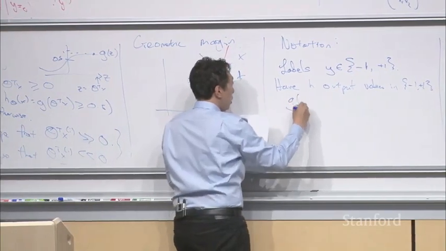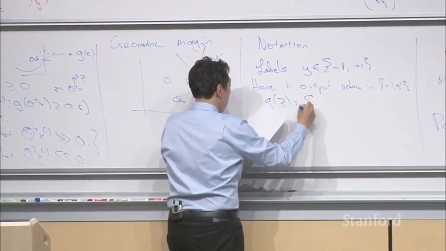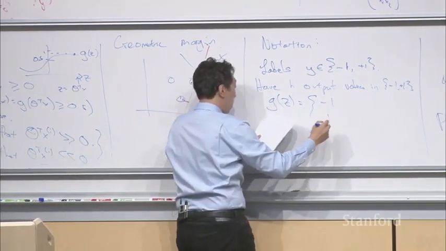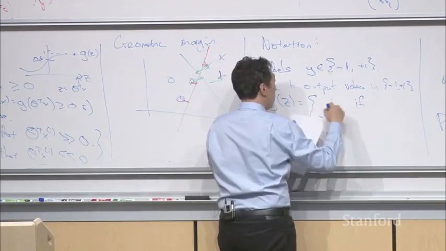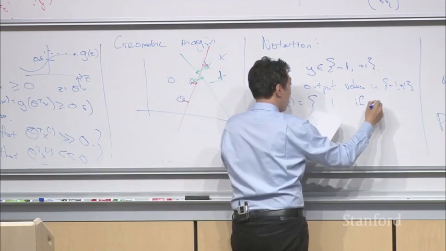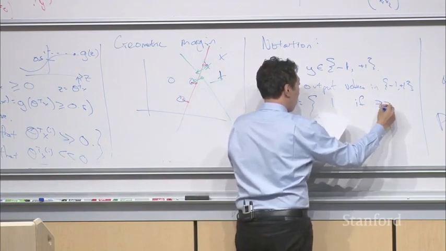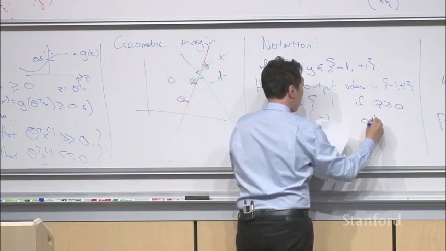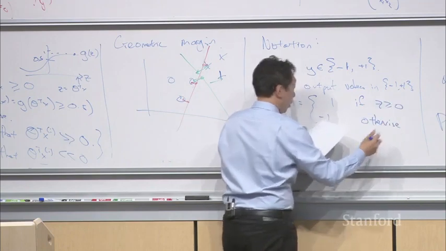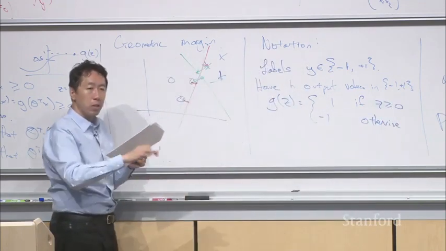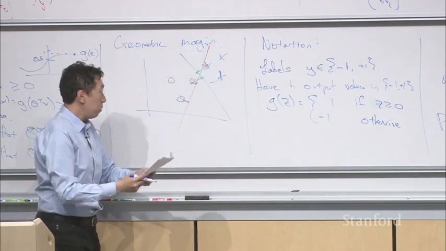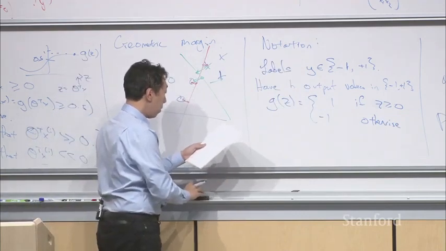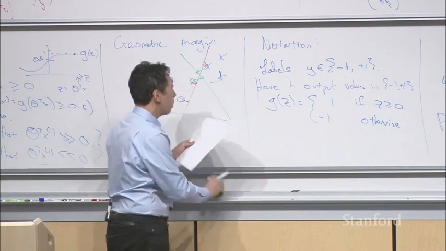And so g of z becomes -1 or 1. So output 1 if z is greater than or equal to 0, and -1 otherwise. Okay? So instead of a smooth transition from 0 to 1, we have a hard, abrupt transition from -1 to +1.